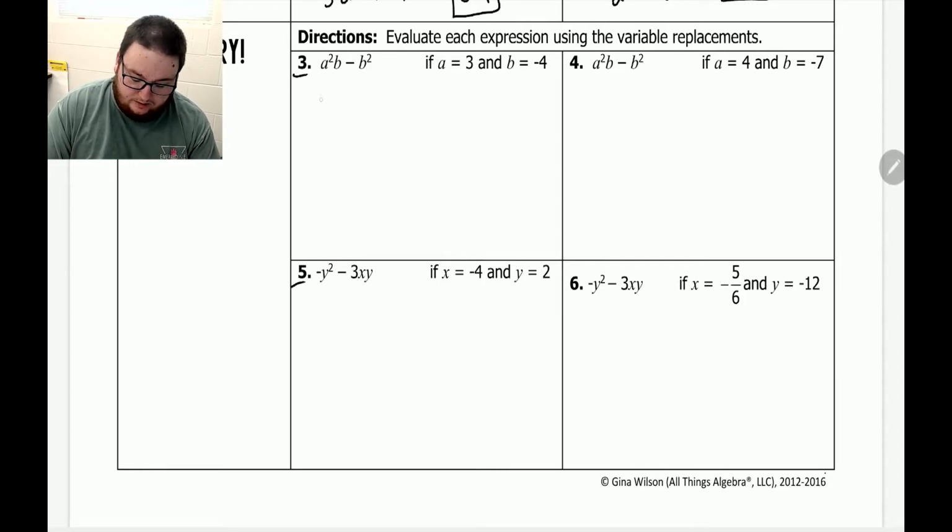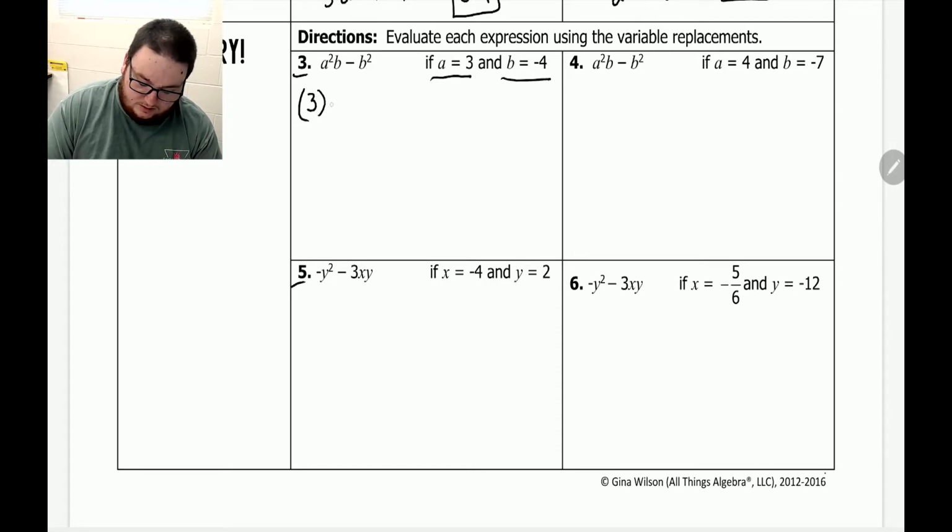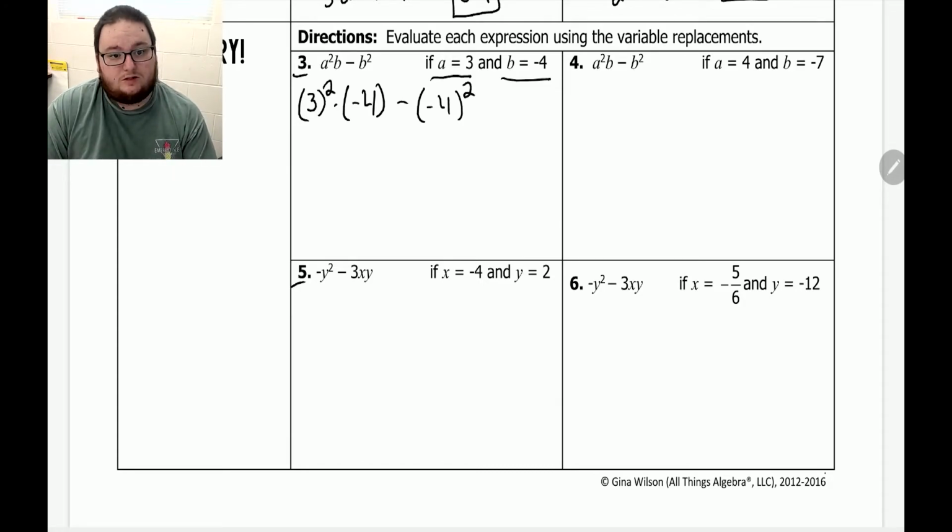So we have a squared times b minus b squared. If we're following the instructions, the first thing we do is substitute. So we're going to rewrite a as 3 and b as negative 4. So a changes into 3. We have those parentheses, and it's also squared, times b. B was negative 4, minus, we said b was negative 4, and that b is squared, so this one's squared. So next we're going to do parentheses, exponents.